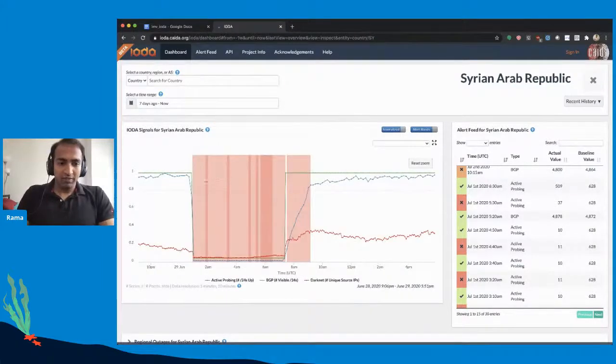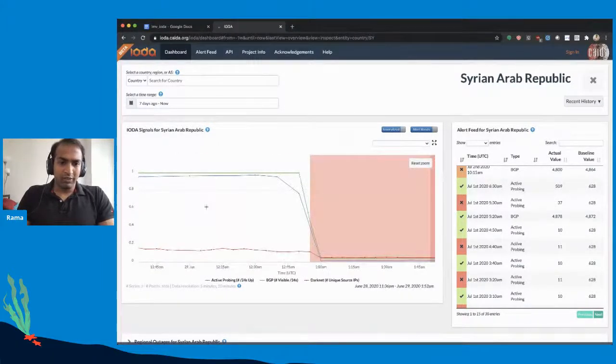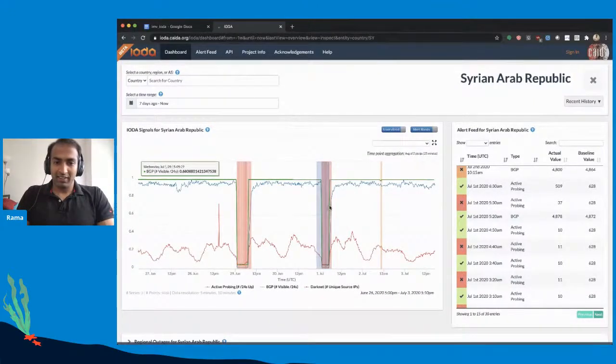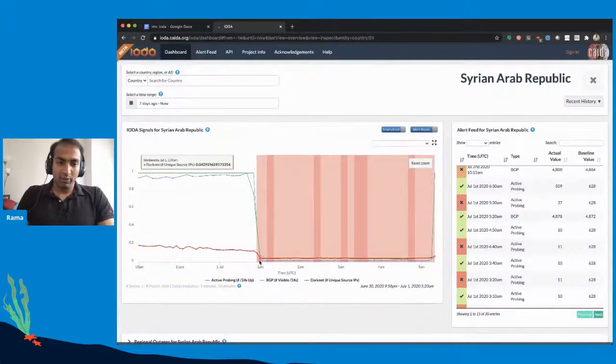What you'll see here, I can actually zoom in a little further. This outage began in all three of the data sources, so in BGP, in active probing, and in the Darknet, roughly around 1 a.m. in UTC. So this is not local time. Again, this is UTC. What we'll see here is that the next outage also began at around 1 a.m. in UTC.